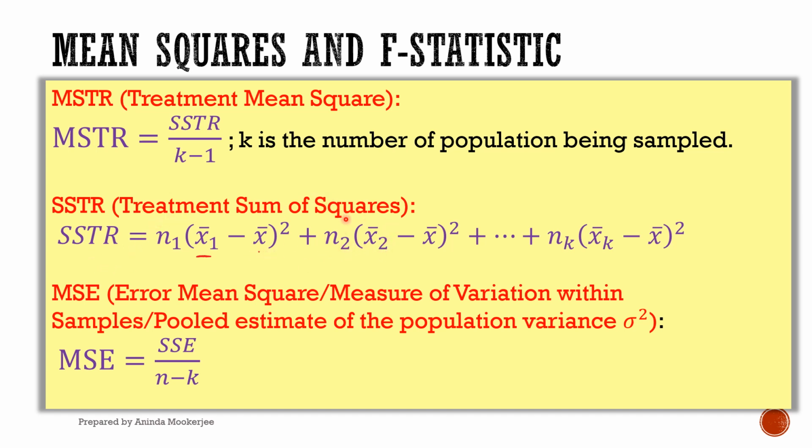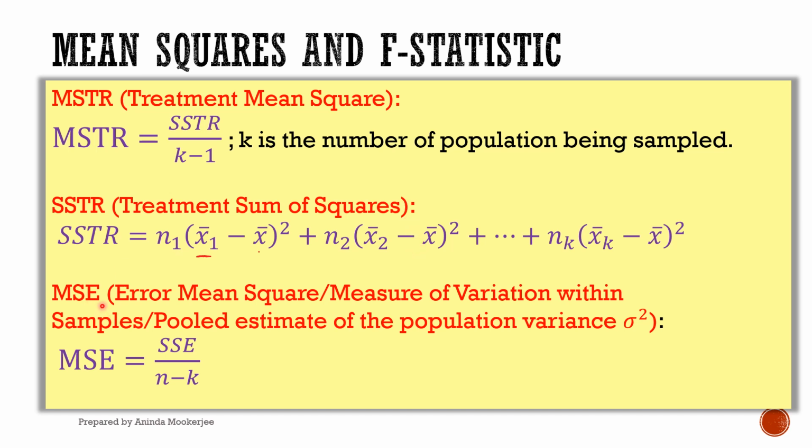So you see over here we have squared the differences between the individual sample means and the overall mean, and we have also weighted them by multiplying by their respective sample size values, and then we have summed them up. So that's what treatment sum of squares means.